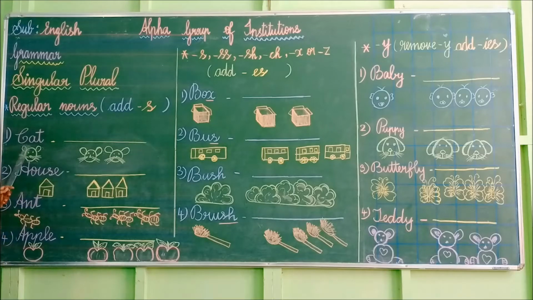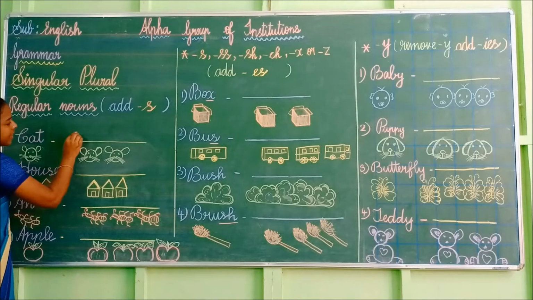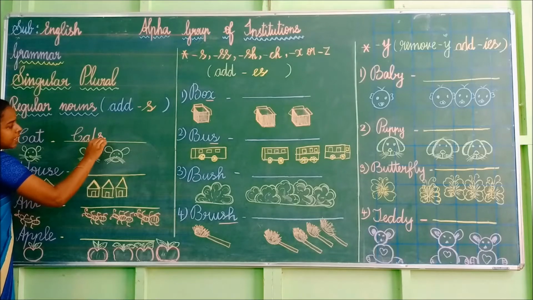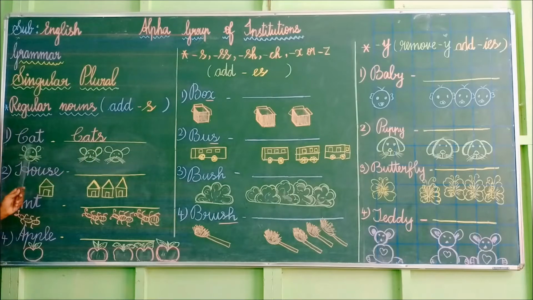See the example. What is this? This is a cat. How many cats are there? Only one. So it is singular. Look at the image. 1, 2. Here we have 2 cats. So you have to add s. C-A-T-S. The plural form of cat is cats.